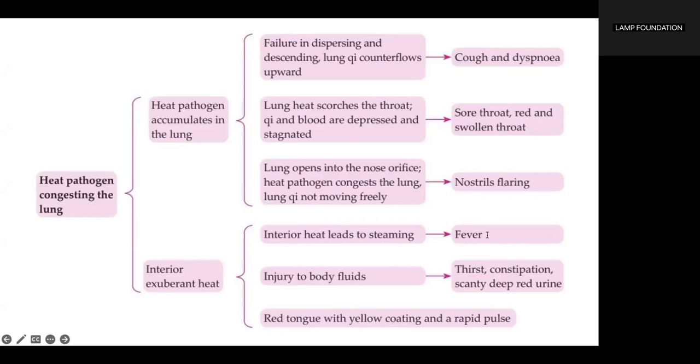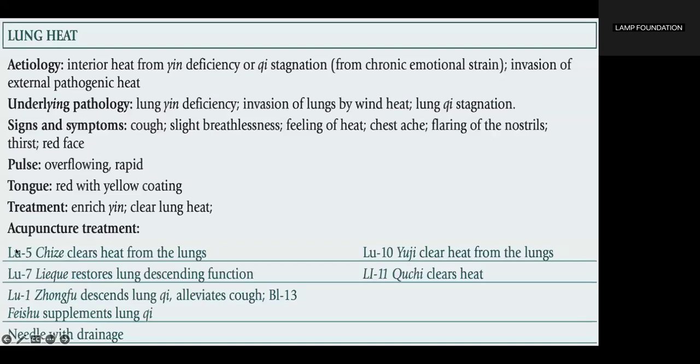Invasions of exogenous pathogenic Qi can directly generate heat in the lung. So smoking or exposure to tobacco smoke can also create lung heat. Ingestion of food and beverages that are hot can indirectly create heat in the lung. So to summarize, the etiology of lung heat is interior heat from yin deficiency or Qi stagnation, from chronic emotional strain, or invasion of external pathogenic heat.